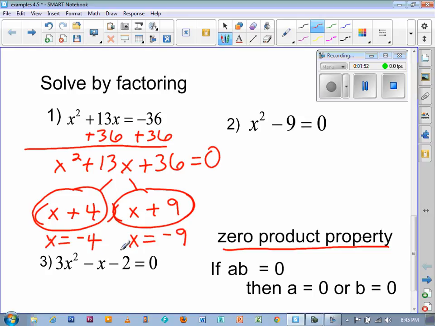These are the 2 crossing points of my parabola. So if you would want to check this on your calculator and put y in, you'd find that your parabola does cross at negative 4 and negative 9.